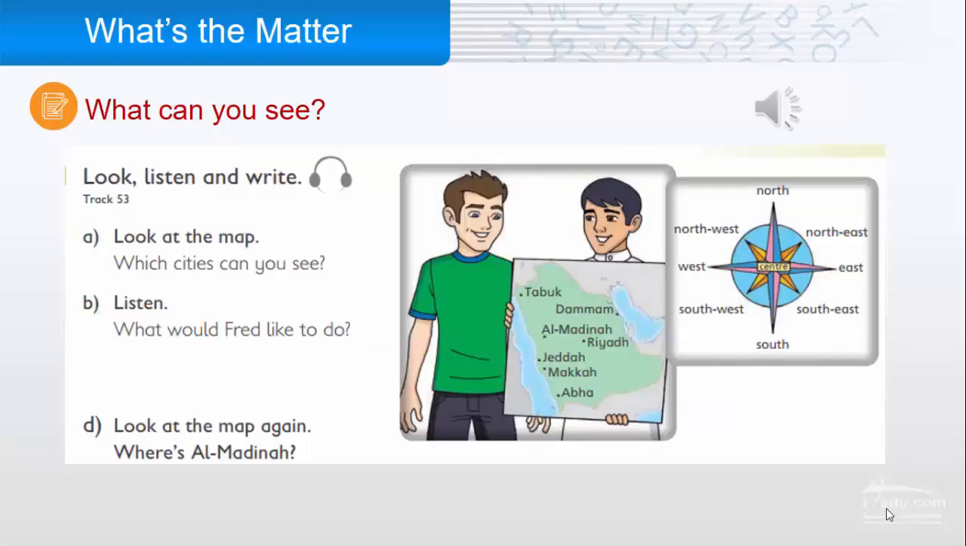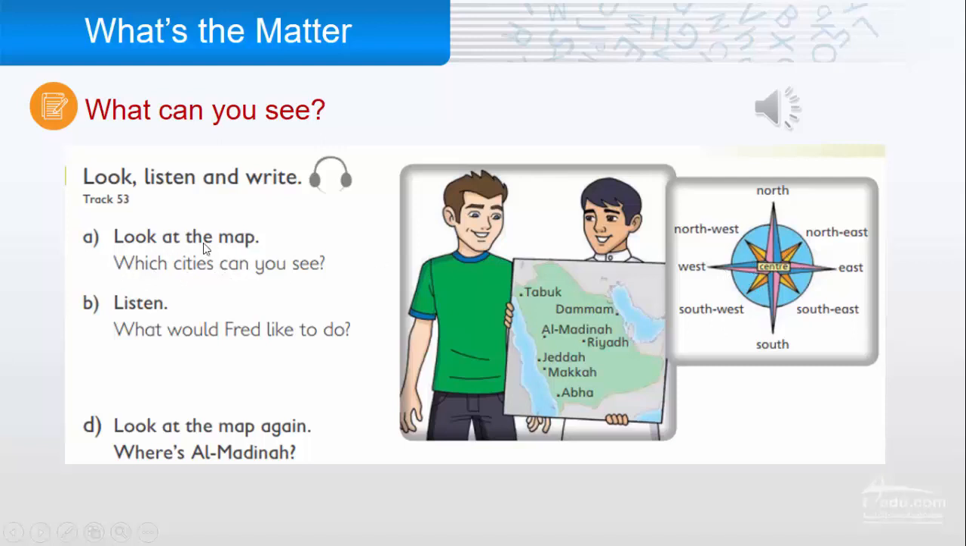What can you see? In the picture, we can see Omar and Fred. Omar is holding a map of Saudi Arabia. And here we have a compass with the directions. North, south, east and west. Here we have northeast, northwest, southeast, southwest. In the middle, we have the center.